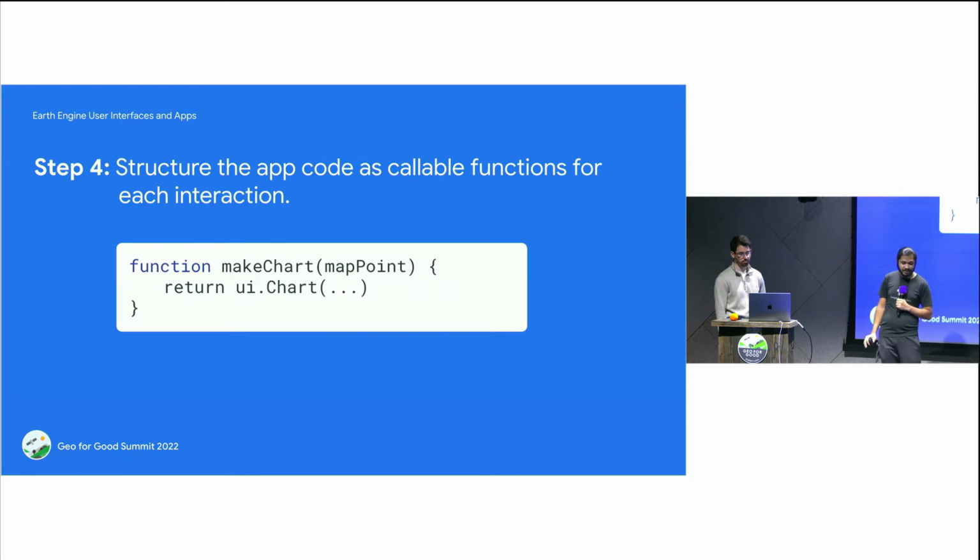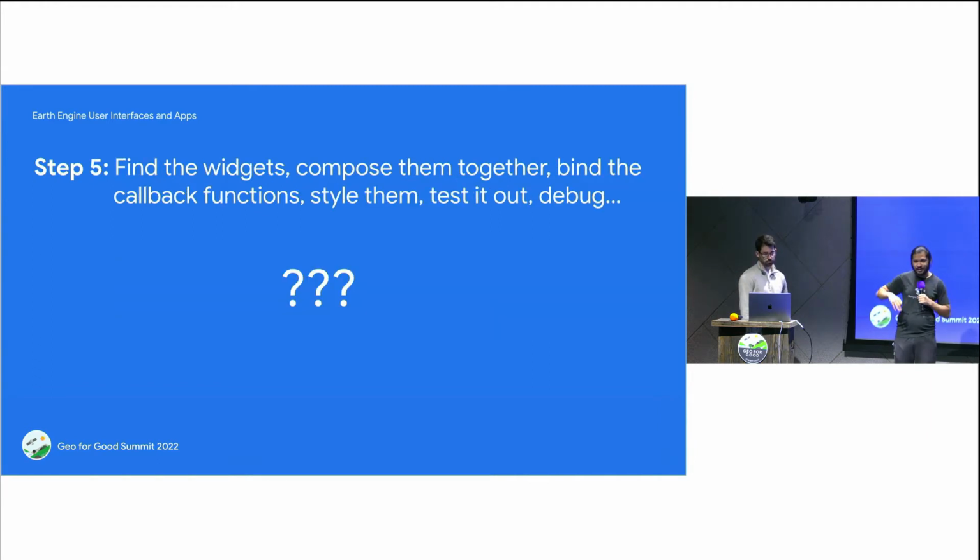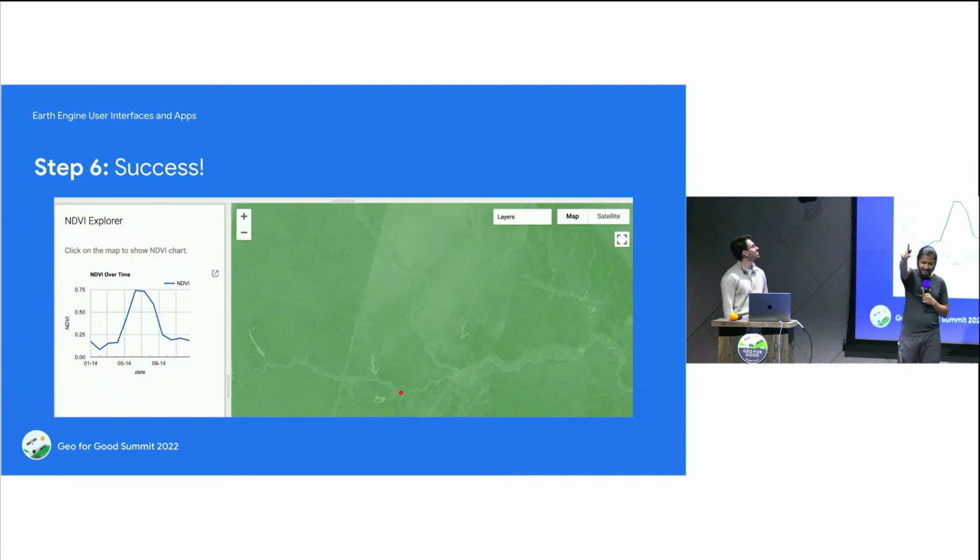Step 4 is to structure your app code to capture those interactions. So, here's my function. It's going to make a chart with the map point, and it's going to return a chart. So you build these functions. Step 5, you're going to find your widgets, compose them together, bind some callbacks, style them, and test them out in the debugger. And then finally, you'll get a successful Earth Engine app.